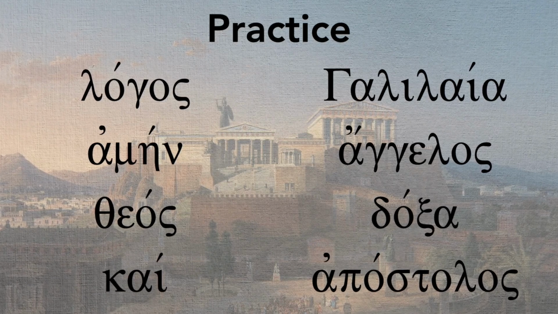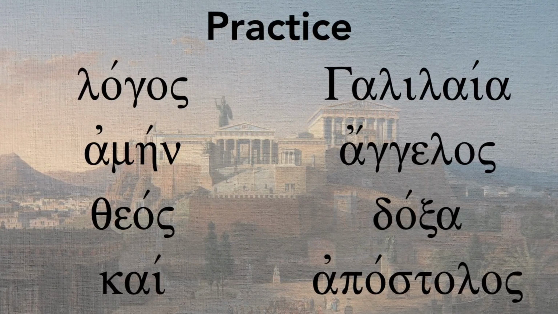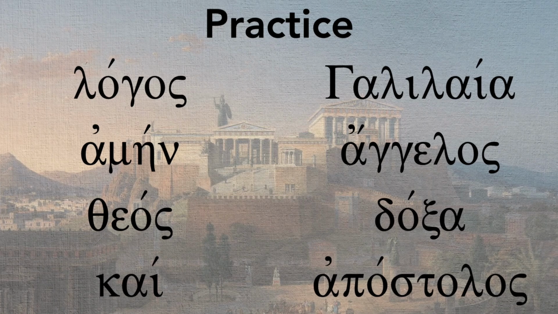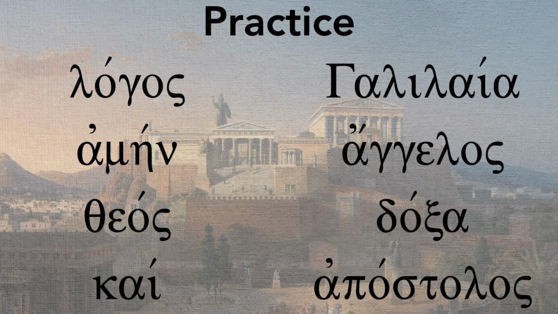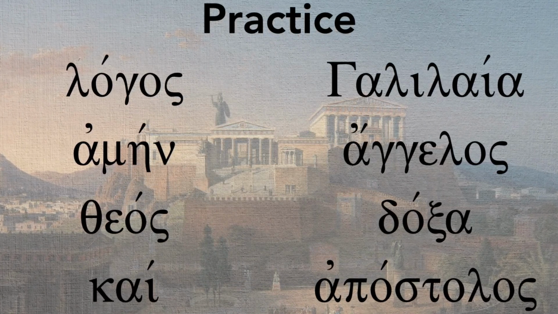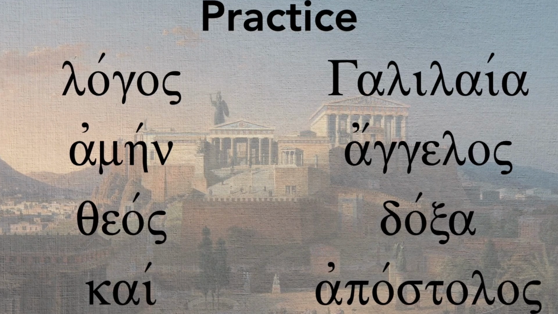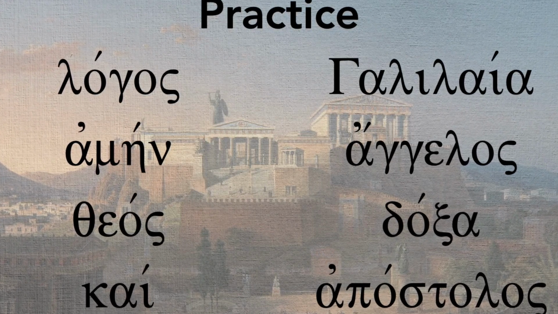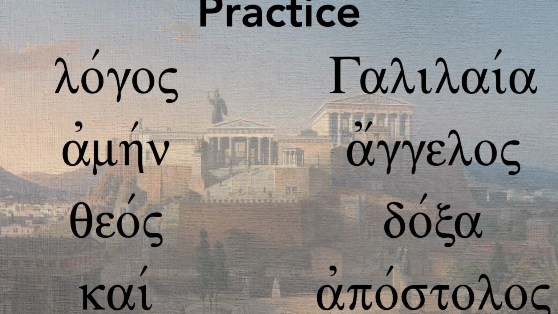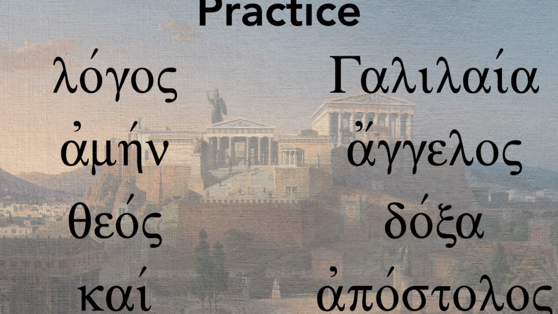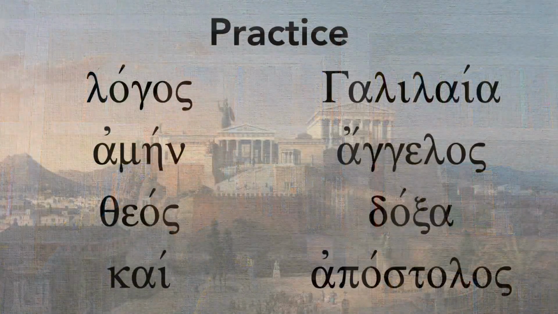So we'll start at the top left. The first word there is logos. You see the final form sigma there. This means word. It can also mean message, statement, something like that, but mostly it means word. Second in that column there, amen. This means amen or truly. It's what we say at the end of prayers, but Jesus is also going to say, amen, amen, lego humin, truly, truly, I say to you. It's going to show up there.